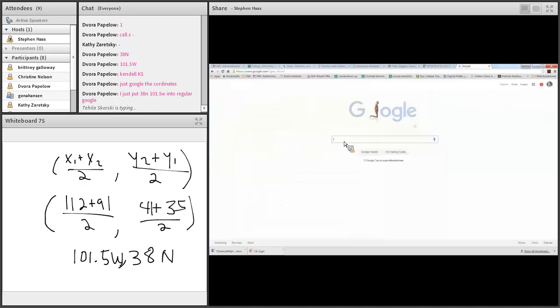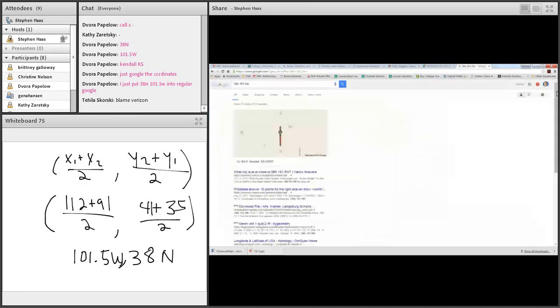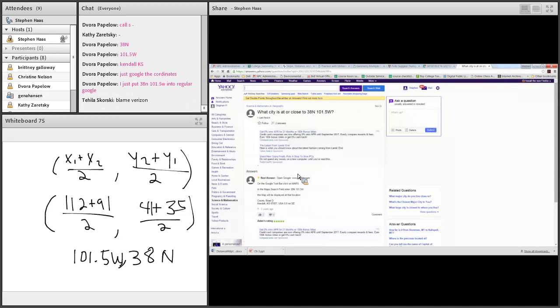Oh, okay. Well, I guess you can just... well, actually, this is in the Phoenix office. But anyway, yeah, that's a good idea. Why not forget maps? Let's just Google it. Okay, Kendall, Kansas. That's right, as Devorah says.